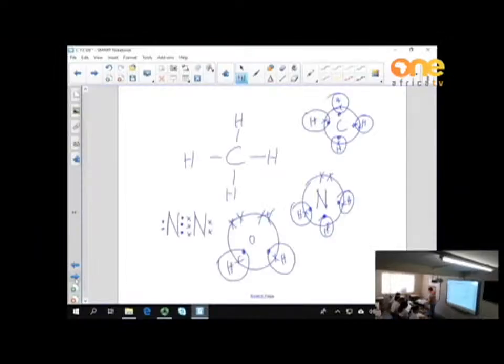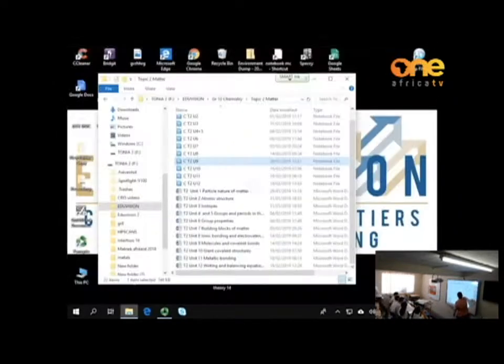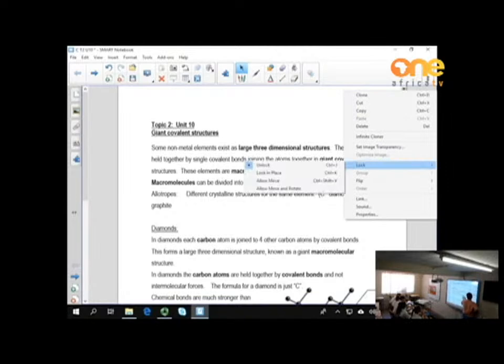Friends, now I want to carry on with Unit 2. Unit 2 has got to do with giant covalent structures. It's Unit 10, sorry. Yeah, Unit 10. Let's close up here and see if I've got Unit 10. Okay, Unit 10. It is about giant covalent structures.